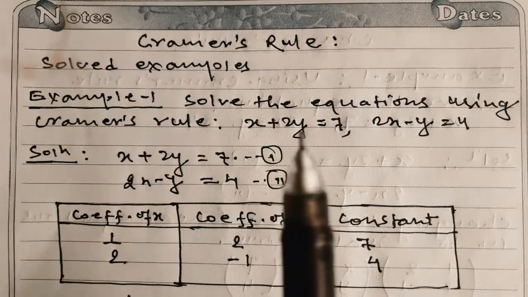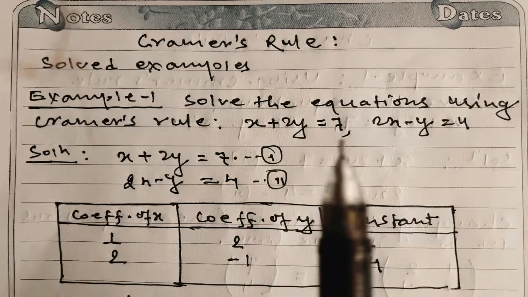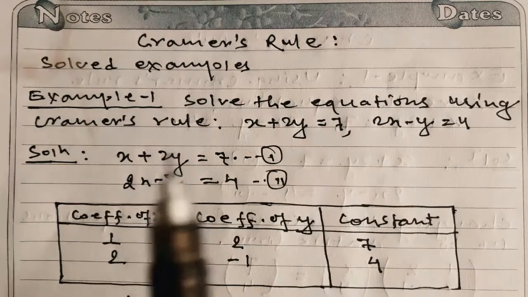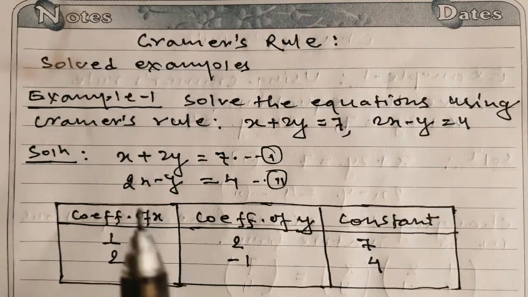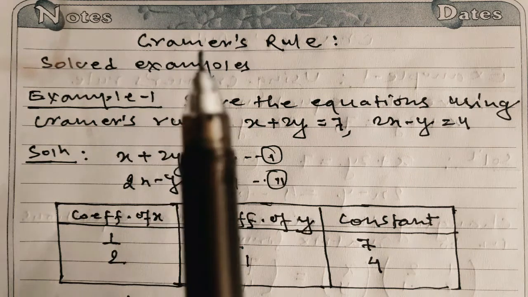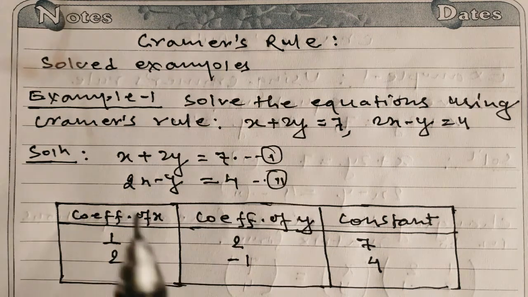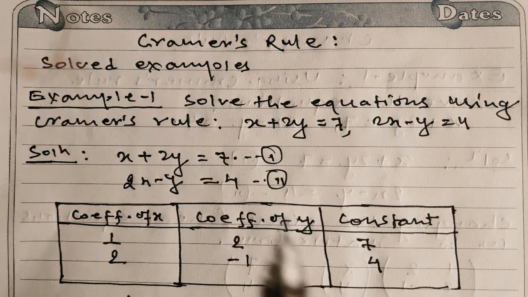Solution. In this question, we are given two equations of first degree, or we can say two equations of straight lines. The first equation is x + 2y = 7, and the second equation is 2x - y = 4. The first step, according to Cramer's rule, is we have to list the coefficient of x, coefficient of y, and constant.